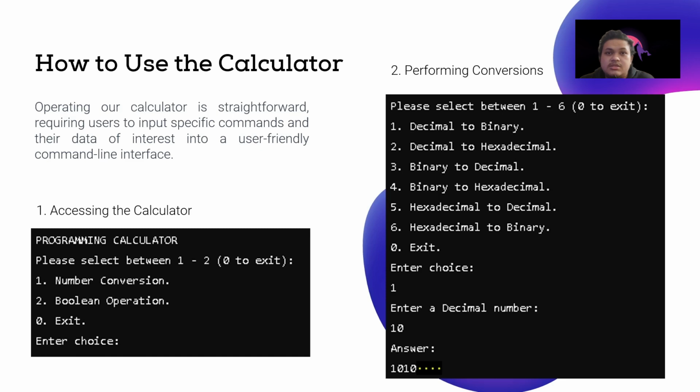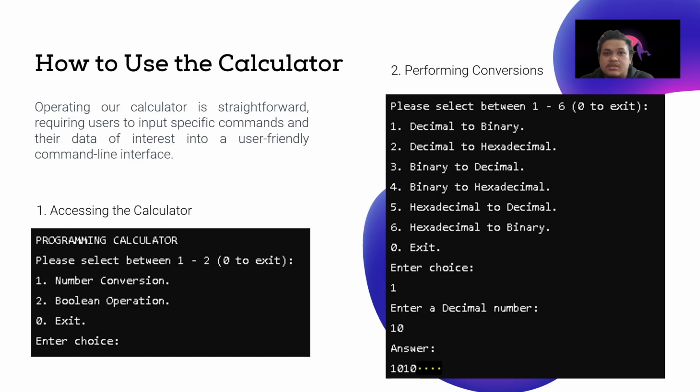As you can see in the screenshot on the left of the slide, this is the first CLI that you will see when you execute the program. It will ask the user to select between 1, 2, and 0. The first choice is number conversion, which will direct the user to the conversion CLI. The second choice is Boolean operation, which will direct the user to the Boolean CLI. And the last choice, which is 0, will exit the program.